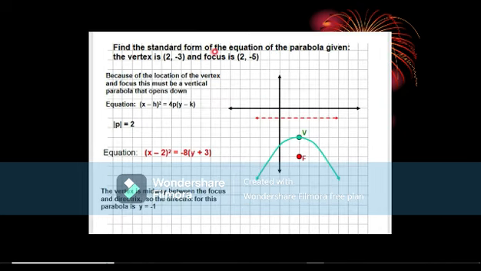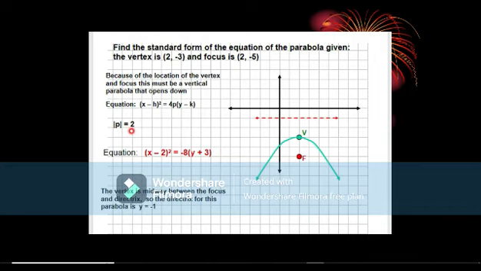Another, find the standard form of the equation of the parabola given the vertex is 2, negative 3 and focus is 2, negative 5. Now, because of the location of the vertex and focus, this must be a vertical parabola that opens down. Okay? Because after you plot the points, you have the vertex, here's the focus, then you know that the focus is always inside the parabola. Therefore, the parabola opens downward. If it opens downward, the axis of symmetry is vertical. Therefore, the standard formula that we're going to use would be x minus h quantity squared is equal to 4p times y minus k.